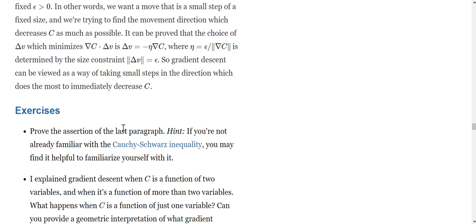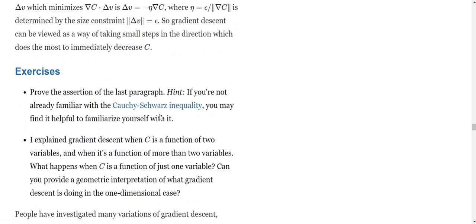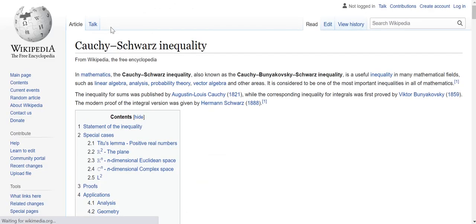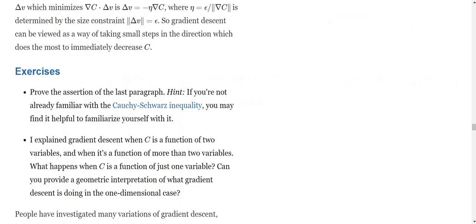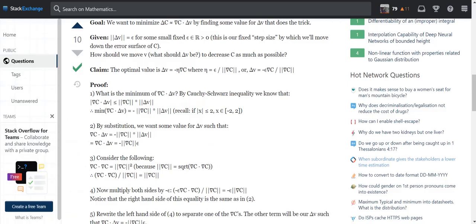The proof uses the Cauchy-Schwarz inequality. If you want to try to prove it yourself first, you can go ahead and read about the Cauchy-Schwarz inequality, but I'll show you the proof. I found this proof on Stack Exchange, which is quite an easy proof to follow along. We want to minimize this function by finding some value for delta v that does the trick. We are assuming that the norm of delta v is epsilon for some epsilon belonging to the real numbers, greater than 0, and this is the fixed step size.